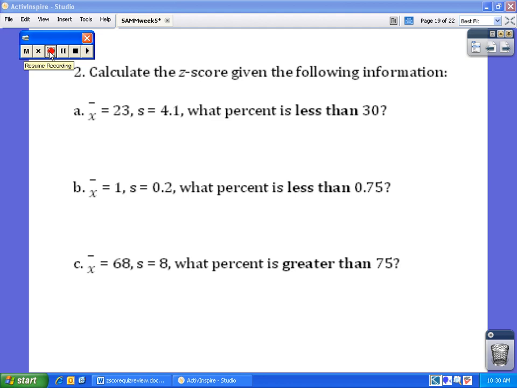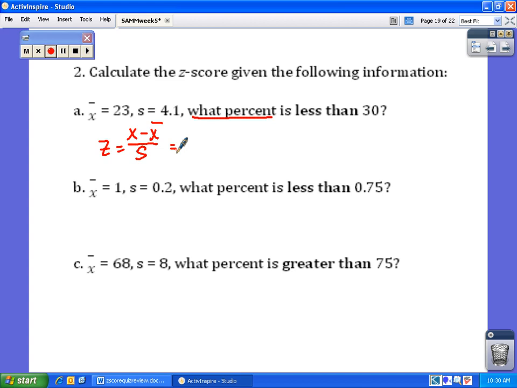Number 2 asks us to calculate the z-score and then find the percent that are less than 30. I start out with my formula, x minus x bar over s. Plug in 30 for x, 23 for x bar, and 4.1 for s, and I get a z-score of 1.71, which corresponds to a percent of 95.64.